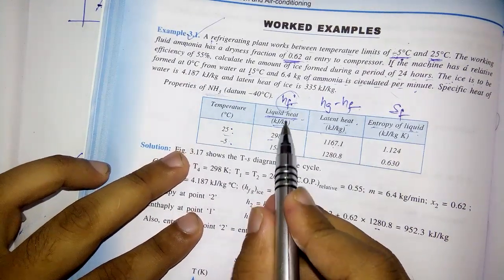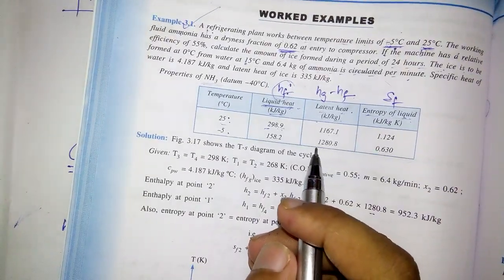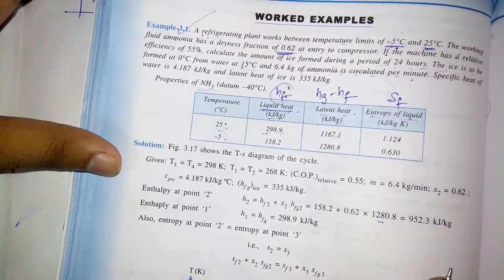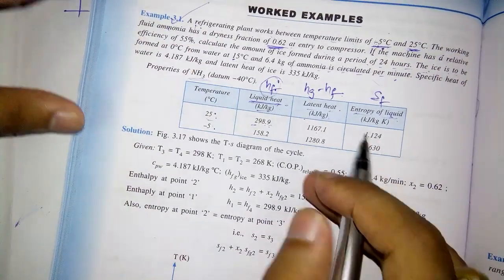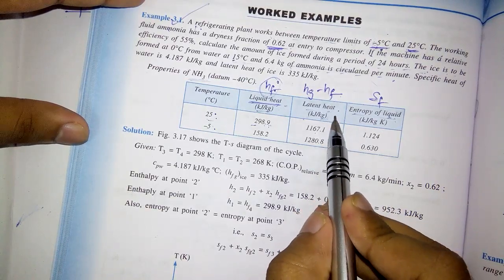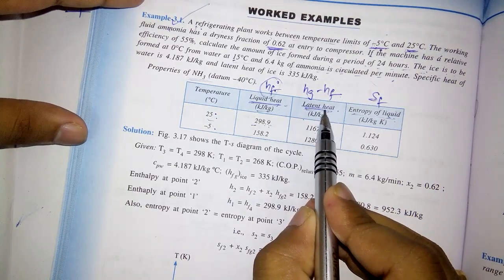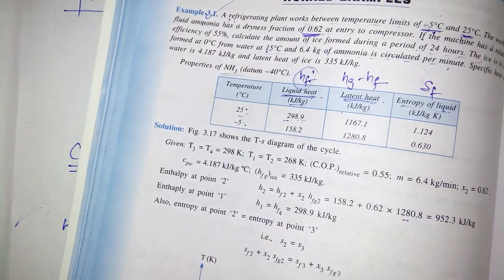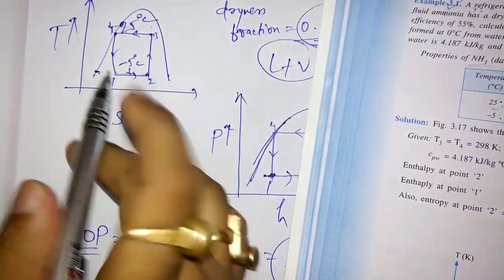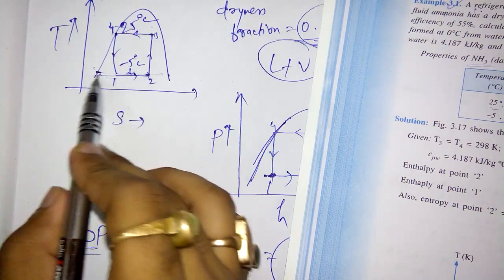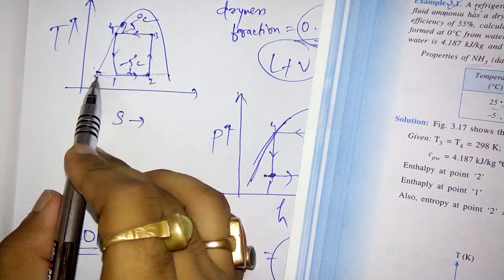This is given to you, 298.9 kilojoule per kg, and I have written it. Okay, now it is stable. HF is this. Now, this is given to you, latent heat. What is latent heat? It is nothing but the change over heat exchange in this process.